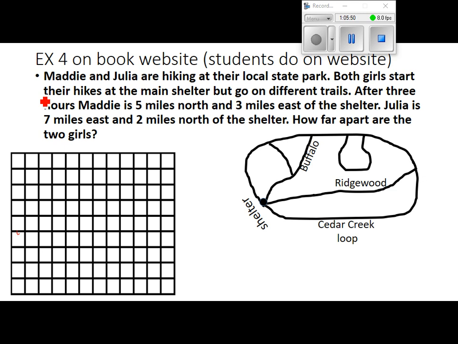Maddie and Julie are hiking at their local state park. Both girls start their hikes at the main shelter, but go on different trails. After 3 hours, Maddie is 5 miles north, 3 miles east of the shelter. Julia is 7 miles east and 2 miles north of the shelter. How far apart are the two girls?